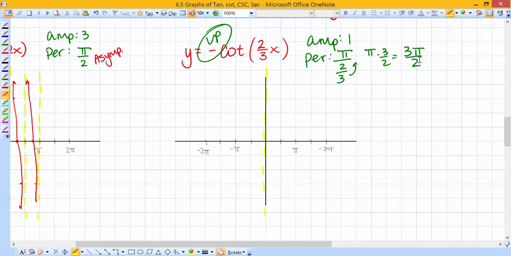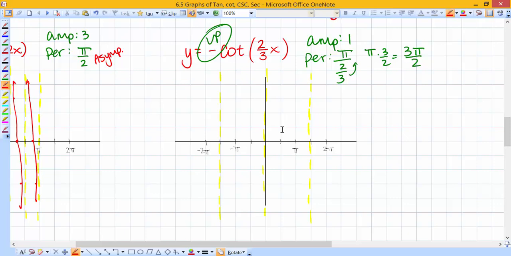My other asymptote happens at 3 pi over 2. Here's 3 pi over 2. That negative is not supposed to be there. There it goes. There's your 3 pi over 2. Pi over 2, pi. 3 pi over 2, 2 pi. So my other asymptote for the second cycle will be at negative 3 pi over 2.